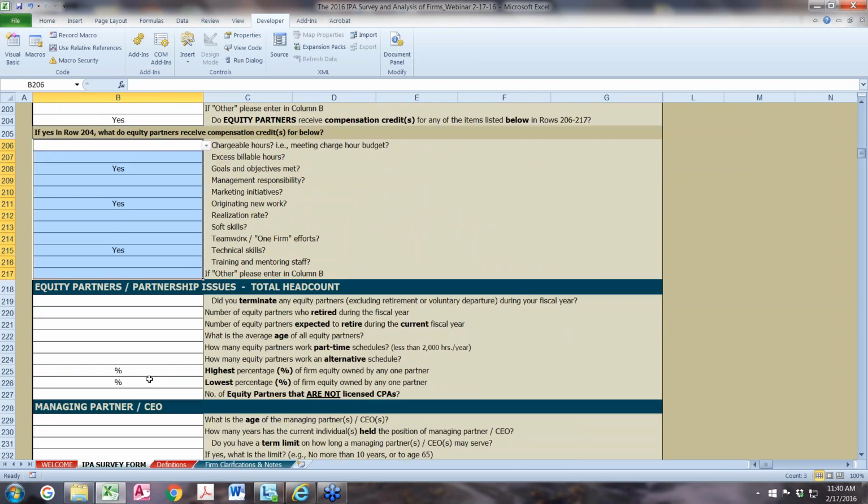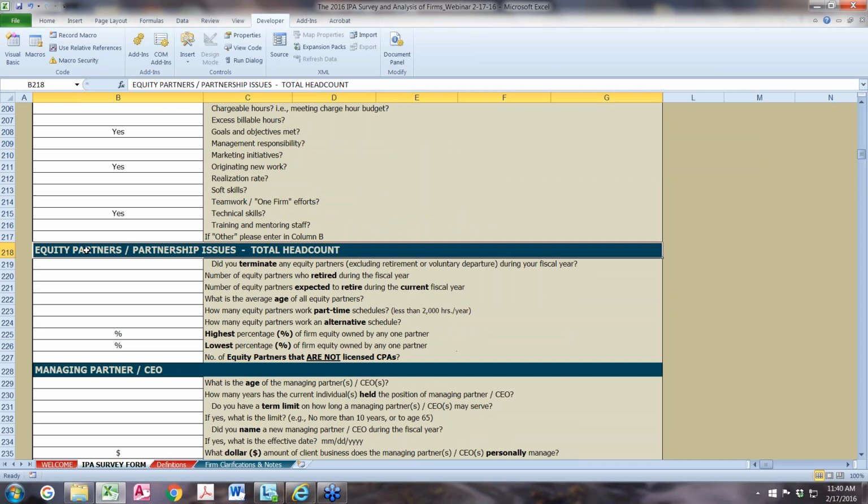This next section deals with equity partners only. If you're not tracking some of this information, we encourage you to consider the potential value of doing so. The questions are pretty straightforward on this. When we're asking for the number of equity partners who retired during the fiscal year on row 220 or 221, we are looking for total head count here and not full-time equivalent.